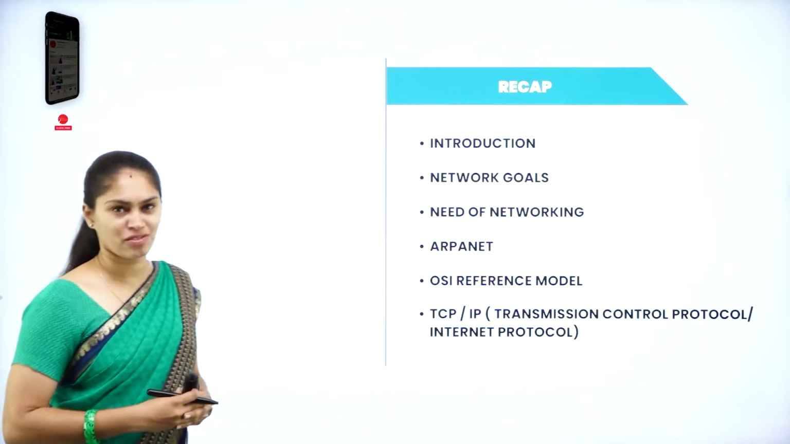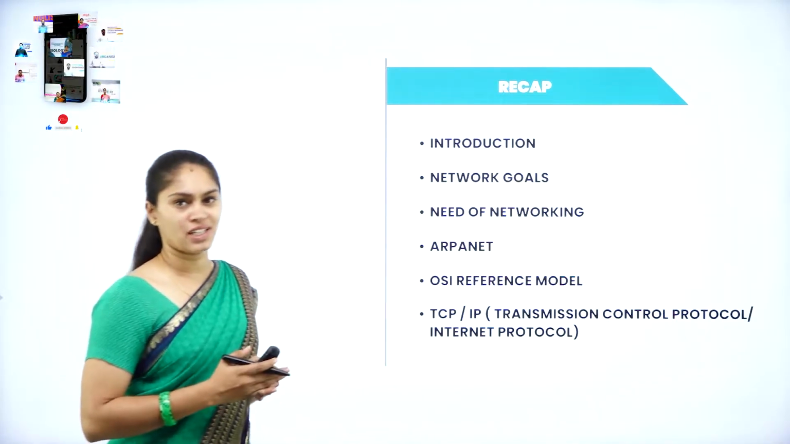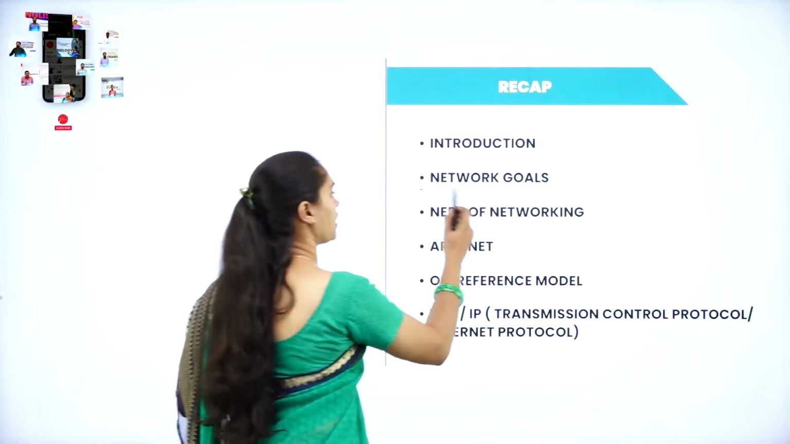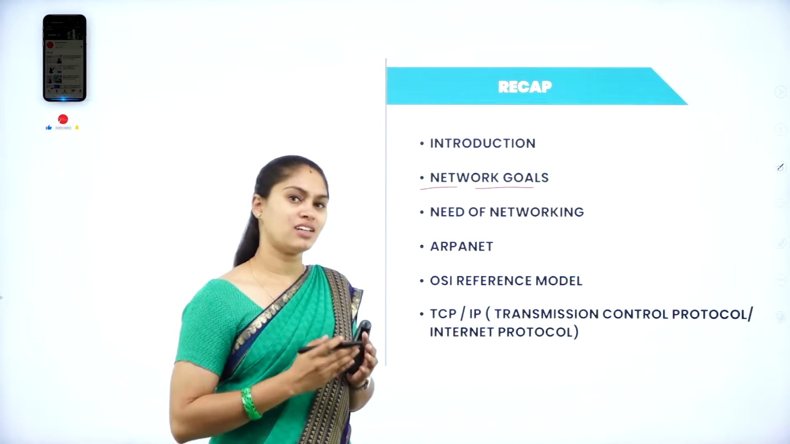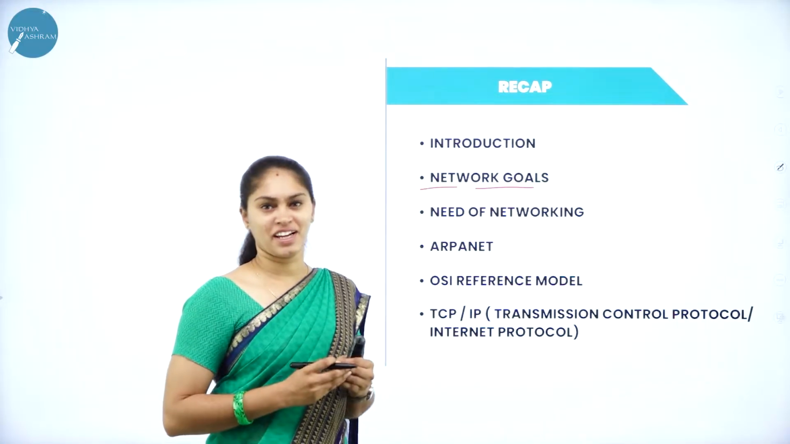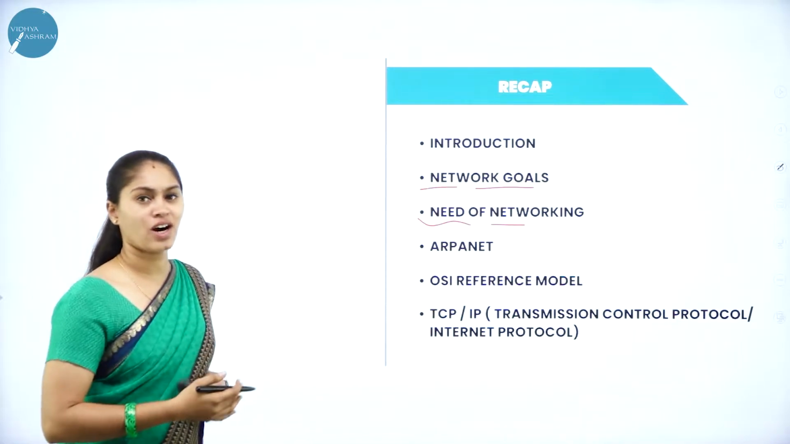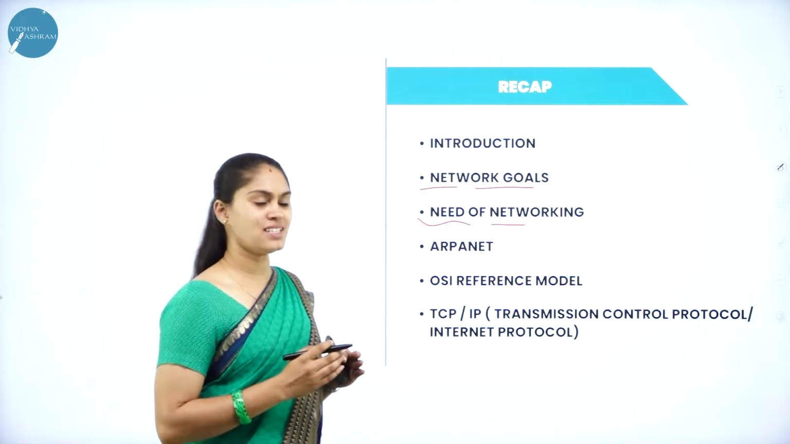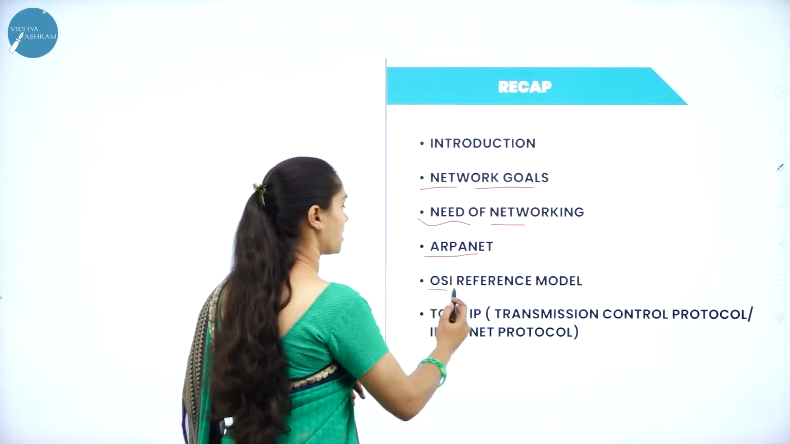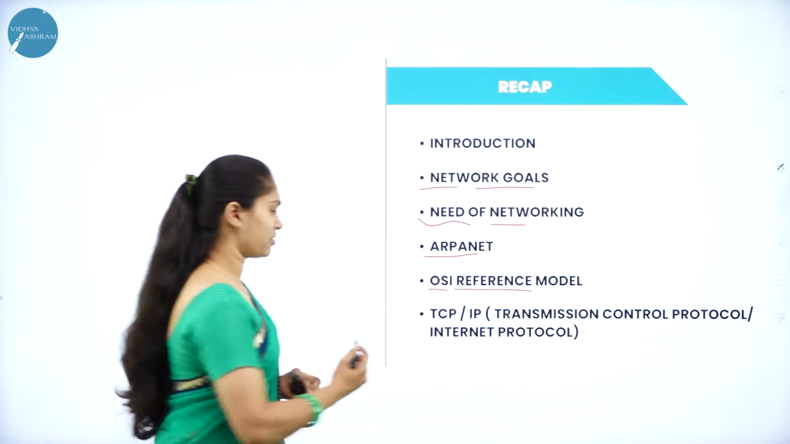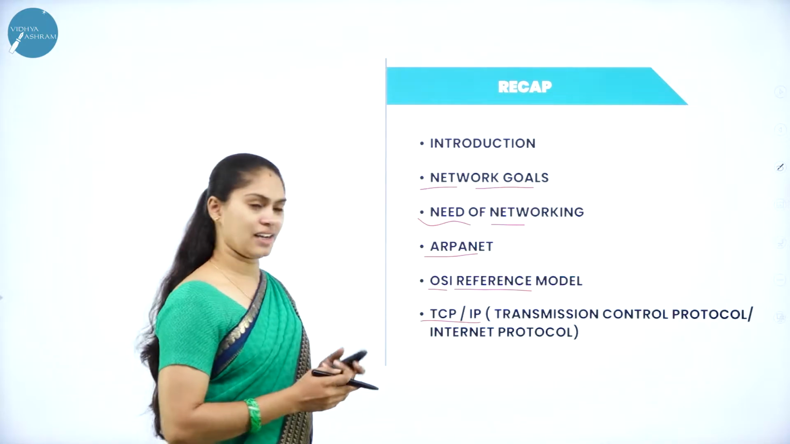In the previous session of this chapter, we had a discussion regarding the introduction. What do you mean by networking? And I also discussed network goals, which include resource sharing, reliability, cost factors, and the communication medium. We also discussed the need for networking, or the advantages and benefits of having networking. Then we got to know about ARPANET, and also discussed the OSI reference model along with TCP/IP, that is Transmission Control Protocol/Internet Protocol.